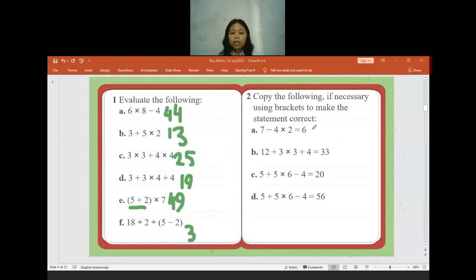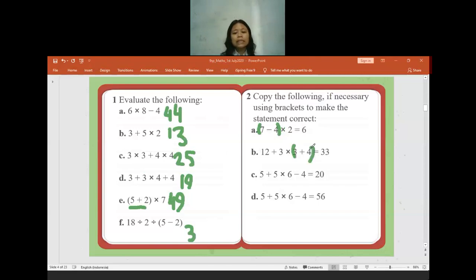Anyone want to help me? Yeah, put brackets. We have to put brackets in here. On which number do I have to put brackets? 7 minus 4. Okay, 7 minus 4, I put bracket. Now what about for question B? In which part do I have to put bracket? 3 plus 4. Okay. Whenever you have difficulties, feel free to ask.